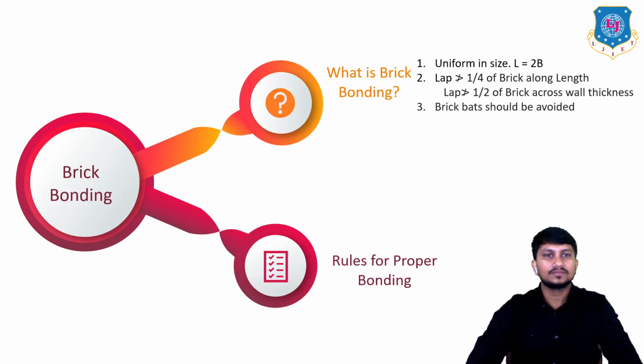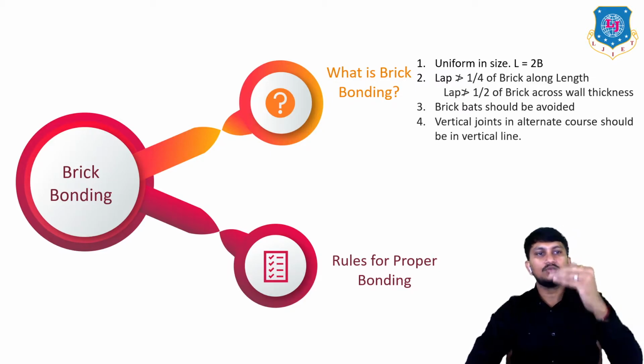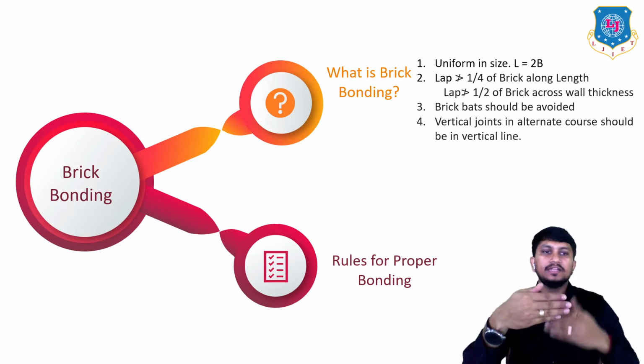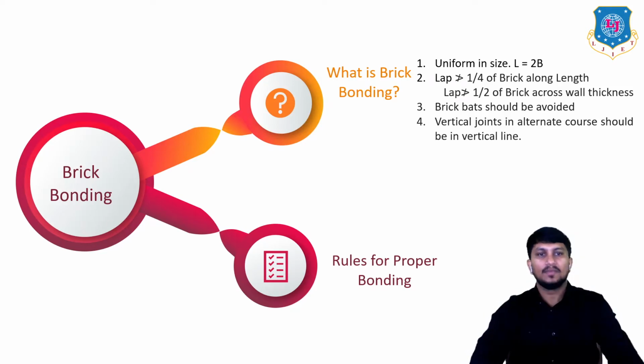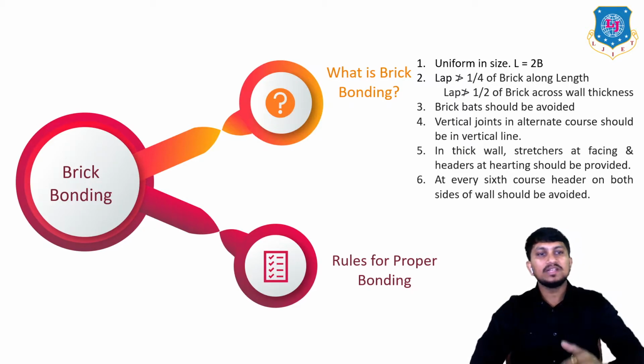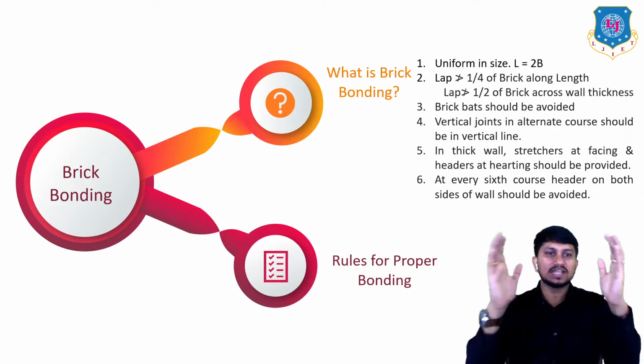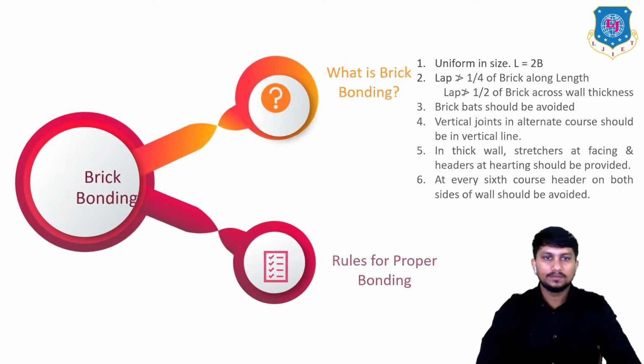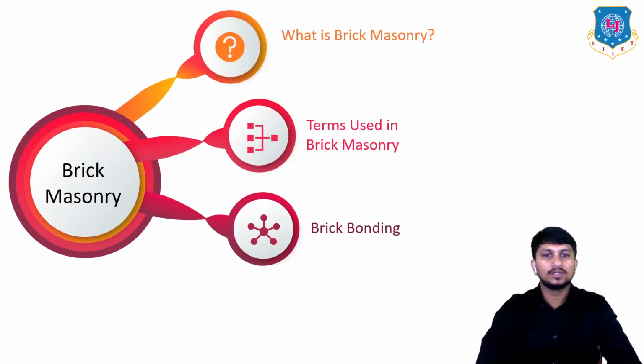Next, brick bats should be avoided in brick bonding for proper strength of the brick wall. Next, vertical joints in alternate courses should be in one vertical line. Next, in thick walls, stretchers at facing and headers at hearting should be provided. Next, at every sixth layer, headers on both sides of the wall should be avoided. That's all about the various rules for proper brick bonding.